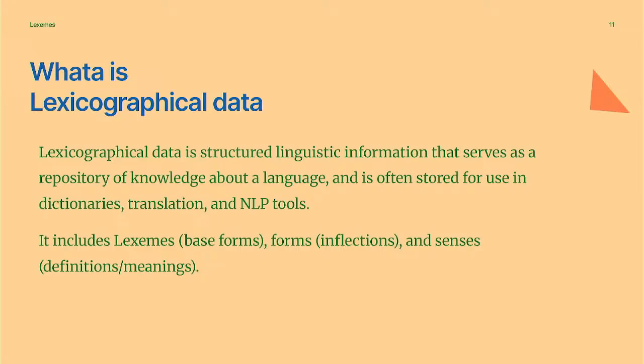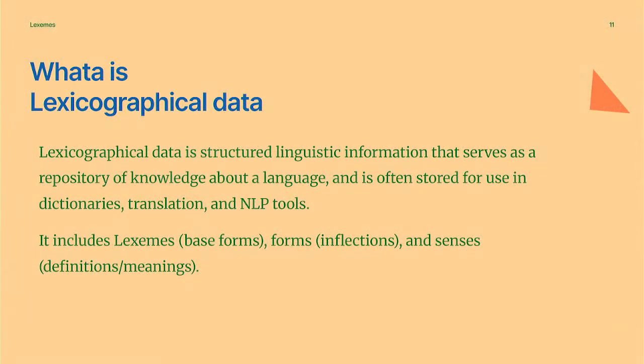So now, it includes what? Lexemes (base form), forms (inflection), and senses (definitions or meanings). Since we started, we haven't mentioned anything like lexemes. But under lexicographical data, we mention lexemes, and our topic for today is lexemes. So this is where lexemes come in. Lexemes are under lexicographical data, the lexicographical data in itself. Then lexicographical data is under Wikidata. It helps Wikidata. And again, the dictionary, which is Wiktionary.